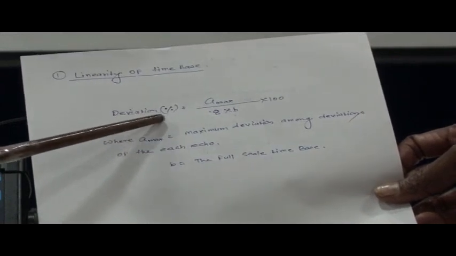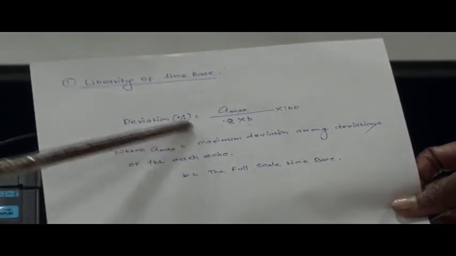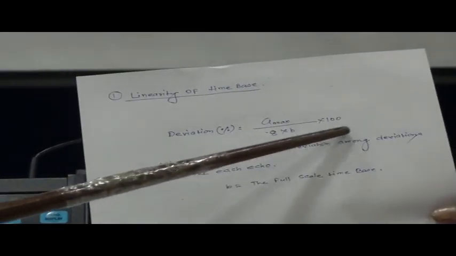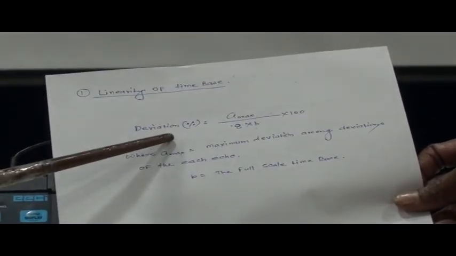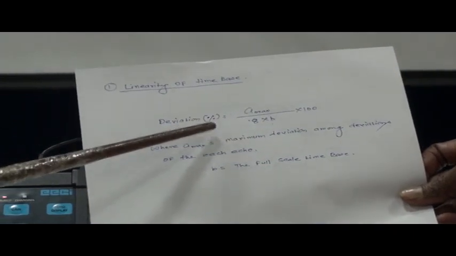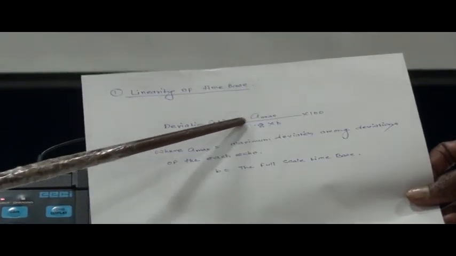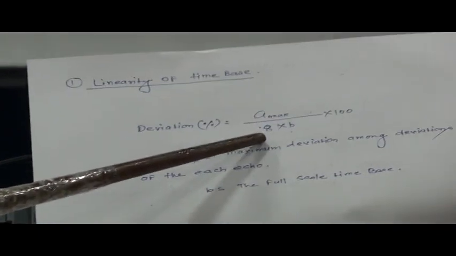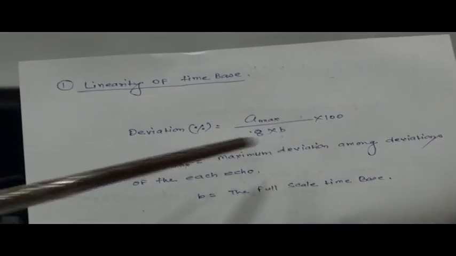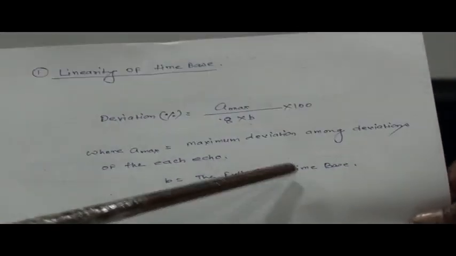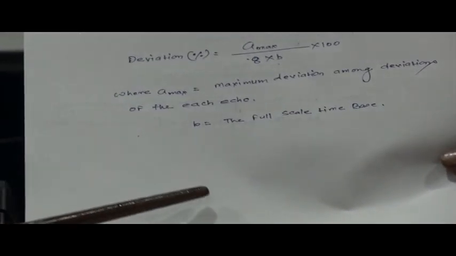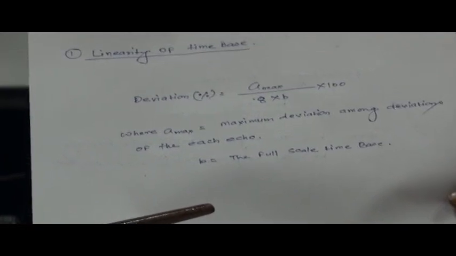So for the linearity of time base, we have to see the process, and this is the formula for the linearity of time base. So we will see the deviation in the percentage. For that we have to see what is the A max and what is the B. Here A max is the maximum deviation among the deviation of the echo, and B will be the full scale time base. So now we will see how we have to check the linearity of time base.